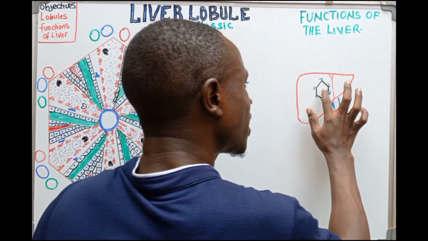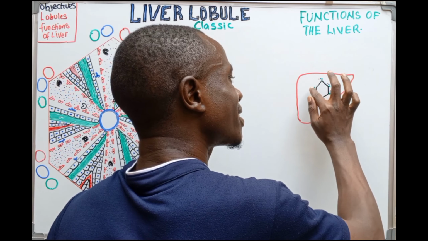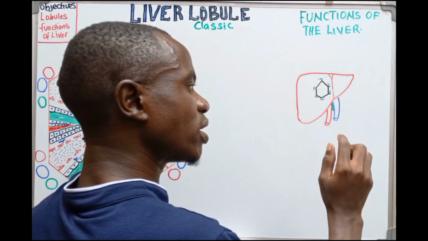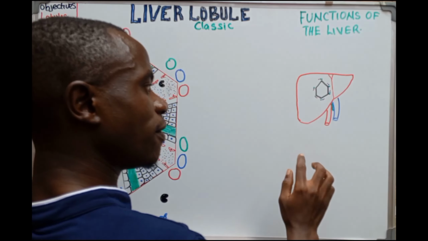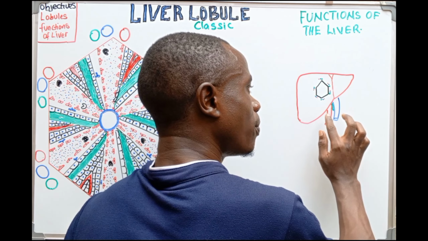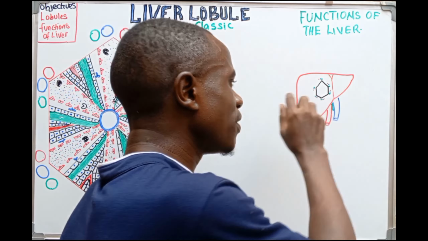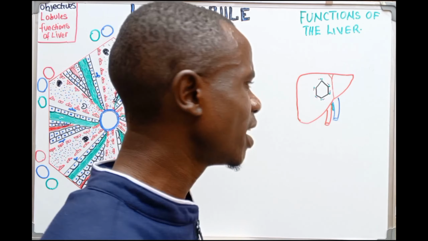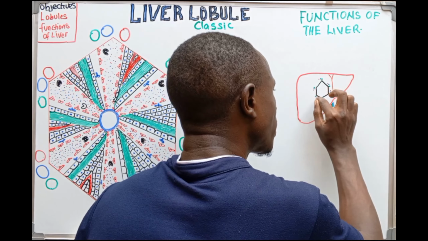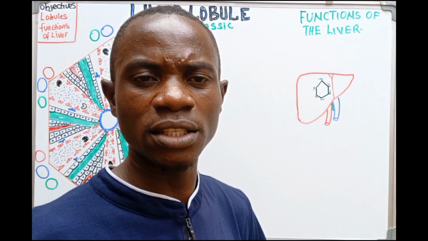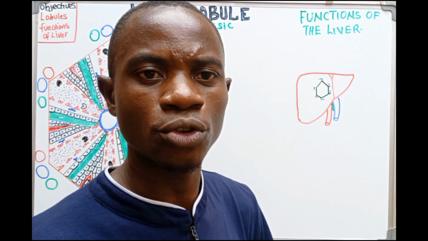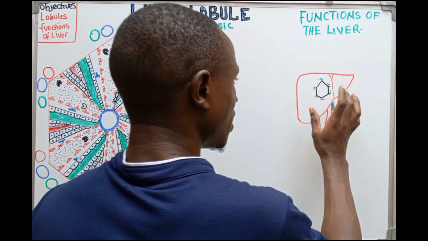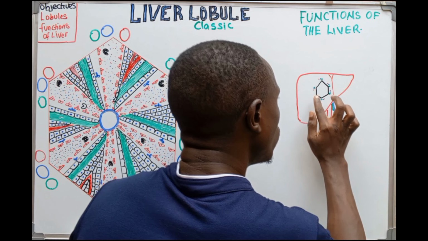This hexagonal structure has 6 sides. On every corner, we have a tributary from the portal vein, a tributary from the hepatic artery proper, and a branch of the biliary system, which we call the bile duct. On every corner, these 3 tubes together are what we call the portal triad.